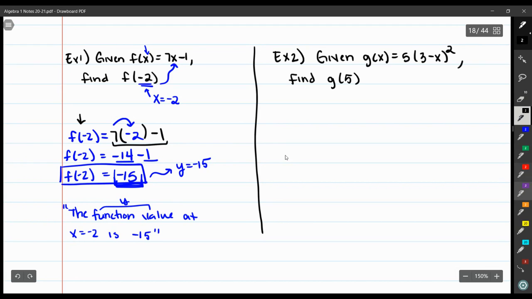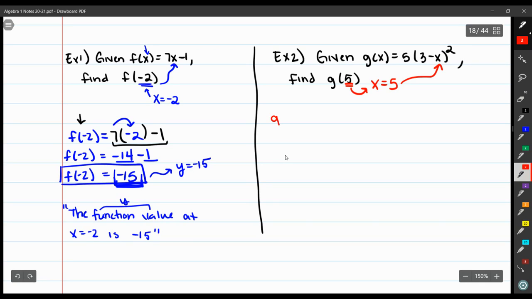Also, another thing, take a look. This and this must match. This means we're using the same function. If I have an f here and a g here, I can't evaluate that because they're two different functions. Pay attention to what the names of the functions are. So again, 5 is inside the parentheses, so that tells us that x is equal to 5. And so we're going to replace x here with a 5.